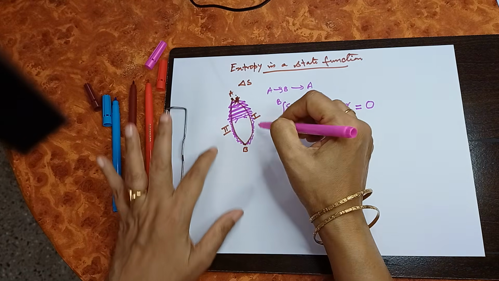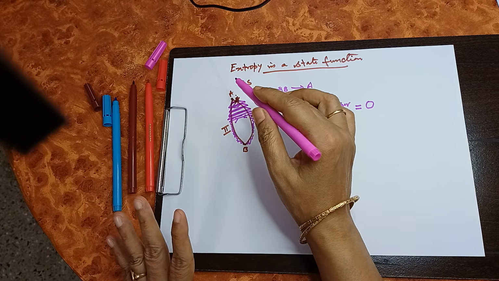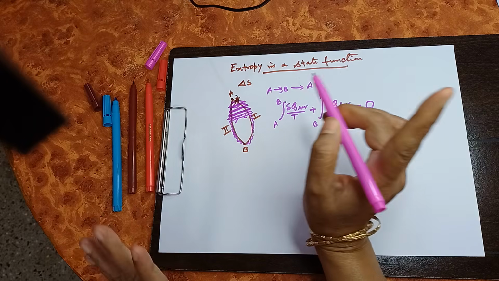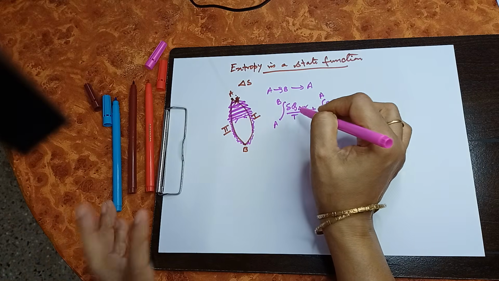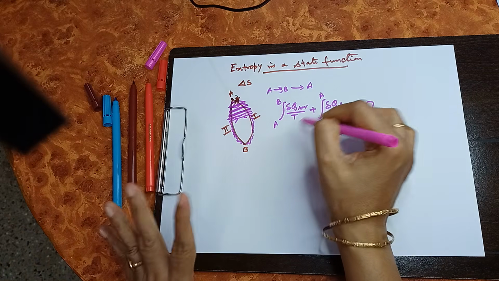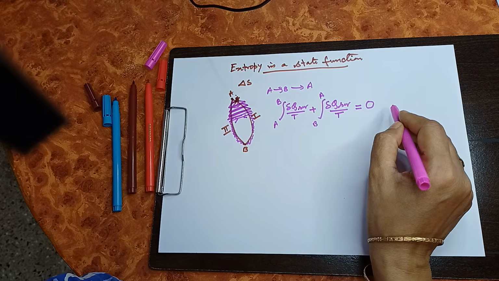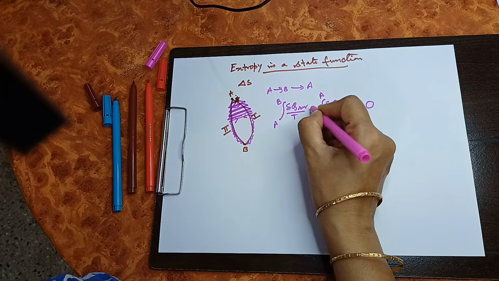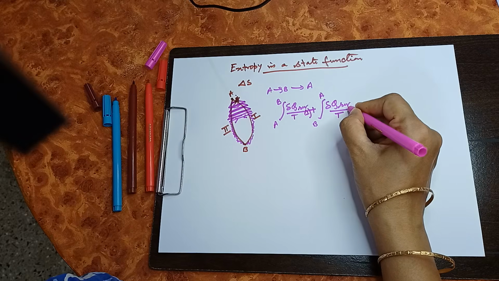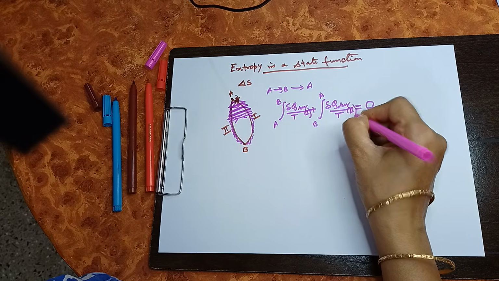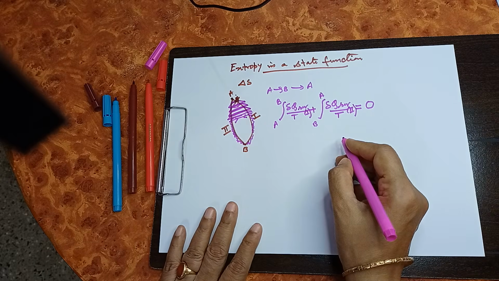Okay, because the entire path consists of a number of Carnot cycles, A to B and B to A, and for each Carnot cycle the summation of heat absorbed and heat released is 0. So A to B del Q reversible by T plus B to A del Q reversible by T is equal to 0. And this path A to B is path 1 and B to A is path 2, right? So what can I write from here?